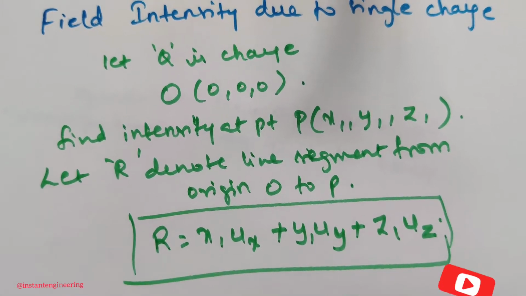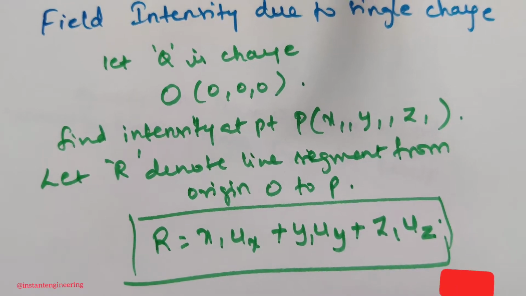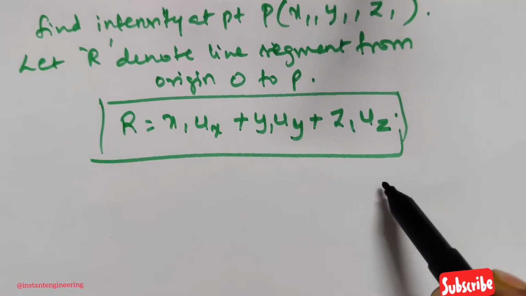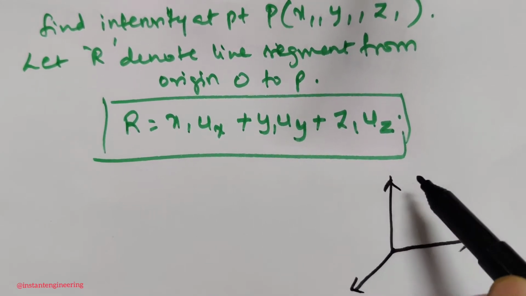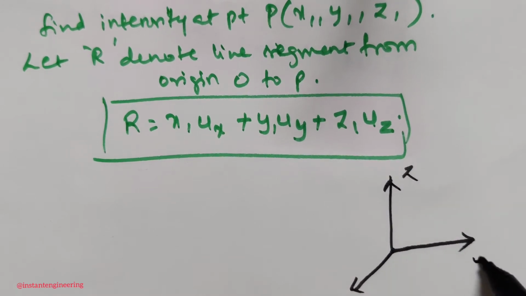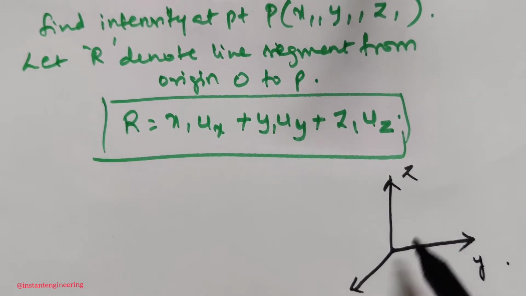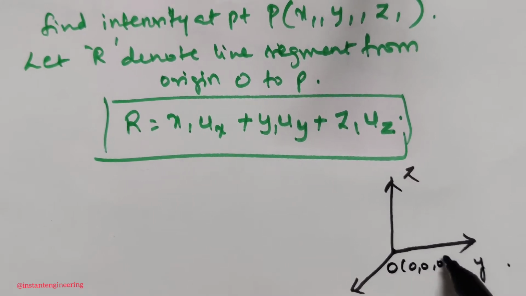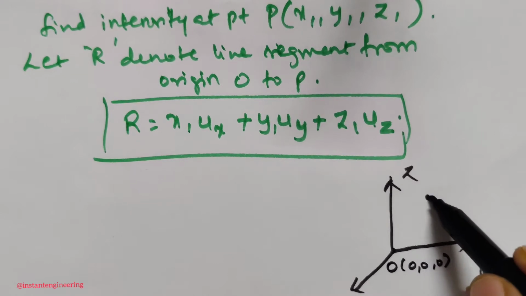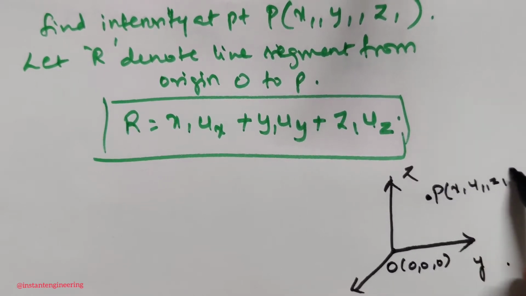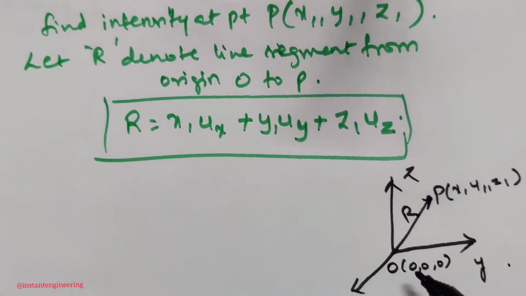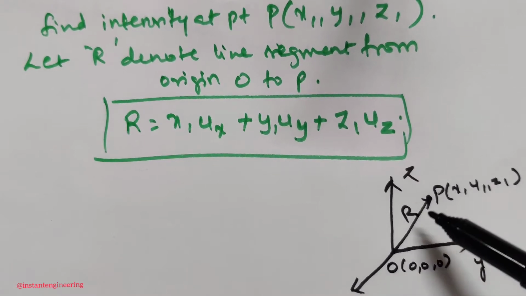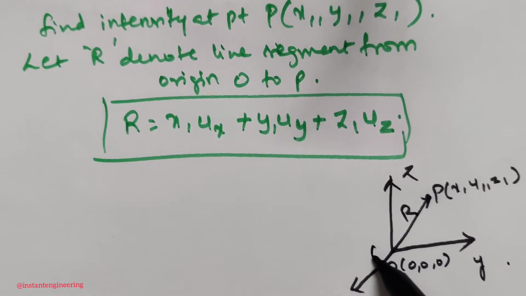Now if we draw this in graphical form, taking the x, y, z axes, I'm just drawing this roughly. This is z, this is x, this is y. The origin is (0, 0, 0), and there is a point P somewhere over here, P is (x1, y1, z1). The distance from O to P we consider as R. And there is a point charge Q at the origin. This is what we are deriving now.